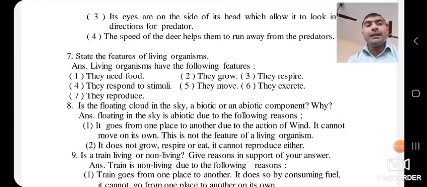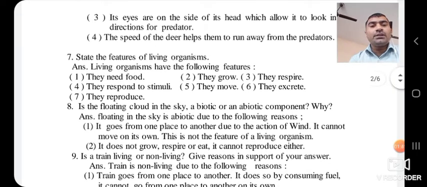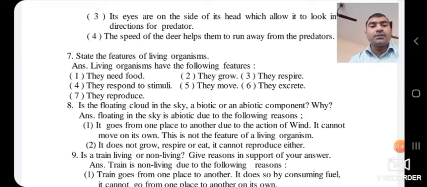It cannot move on its own. It is moving with the help of wind. And second point, it does not grow, respire, or eat, and it cannot reproduce either.